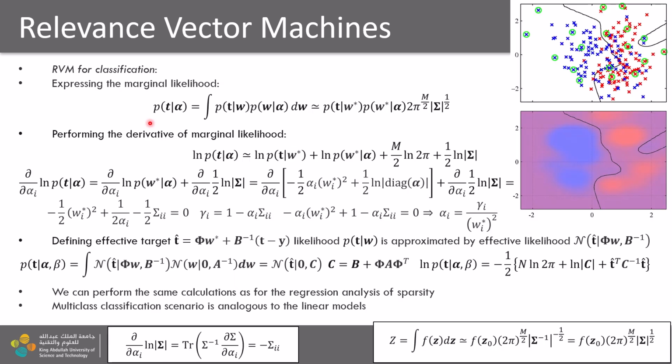Given our posterior probability distribution for the weights, we can express our marginal likelihood. As we know, the marginal likelihood is in fact the product of our likelihood and the prior, and it's an integral over all possible weights. So the weights are integrated out, and therefore it's a marginal likelihood.